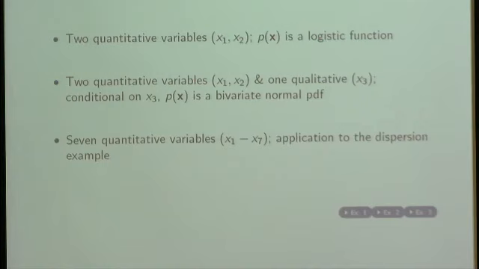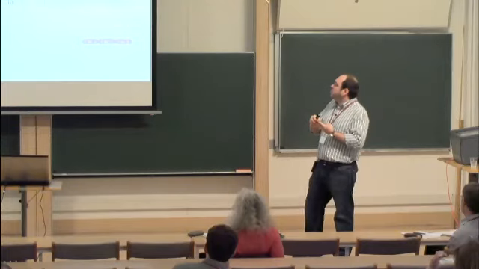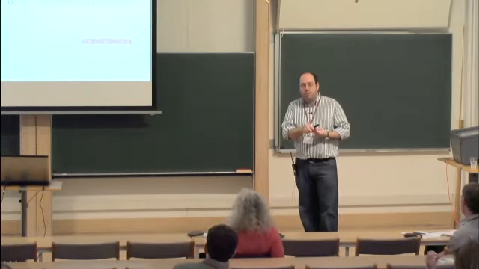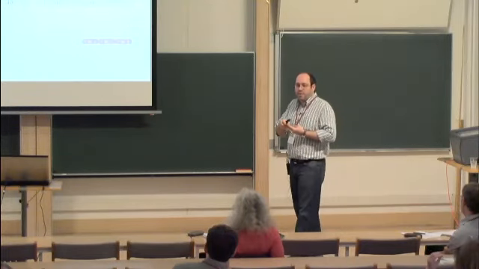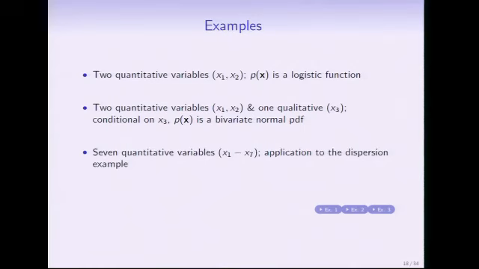So I've got three examples, two toy examples, one with just two quantitative variables and our weight function, our prior distribution, is just a logistic function. And I've got a second example with two quantitative variables and one qualitative variable where the weight function conditional on the qualitative variable is bivariate normal. And then we'll go back to our dispersion example where we've got 7 quantitative inputs.